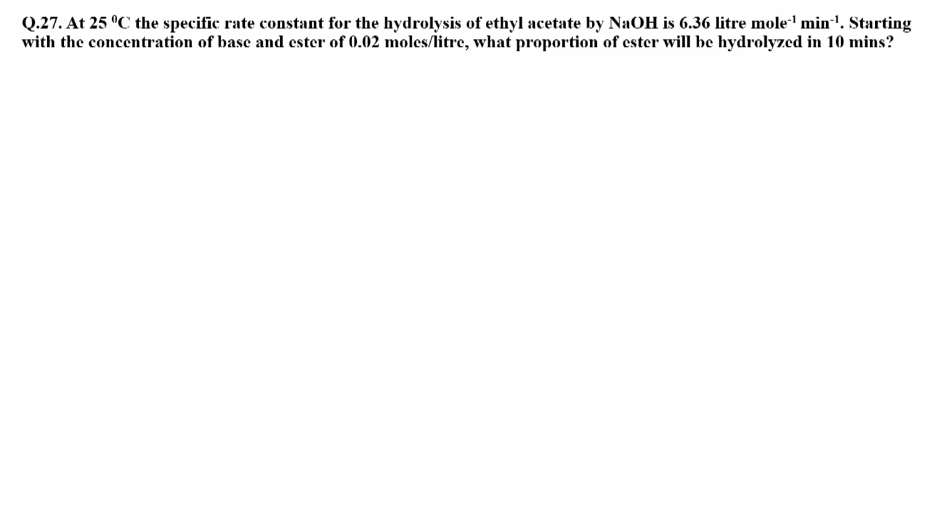Next we move to problem number 27. It says at 25 degrees Celsius the specific rate constant for the hydrolysis of ethyl acetate by NaOH is 6.36 liters per mole per minute. Starting with the concentration of base and ester of 0.02 moles per liter, what proportion of ester will be hydrolyzed in 10 minutes? So, what is the value of k here? The rate constant k here is 6.36 liters mole inverse minute inverse, right.